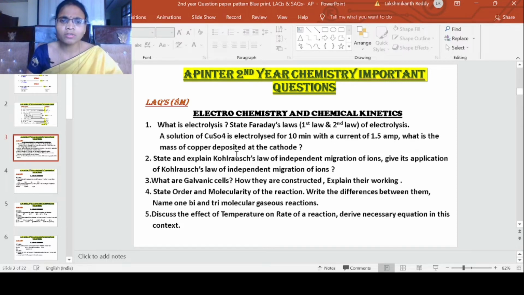What is the mass of copper deposited at the cathode? By changing the time and amperes, they may give another problem also. Next question, state and explain Kohlrausch law and its applications. Next, galvanic cell: how it is constructed, explain its working. Next, order and molecularity: write the differences between them. Name one bimolecular and one trimolecular gas reaction. Next, discuss the effect of temperature on the rate of a reaction.